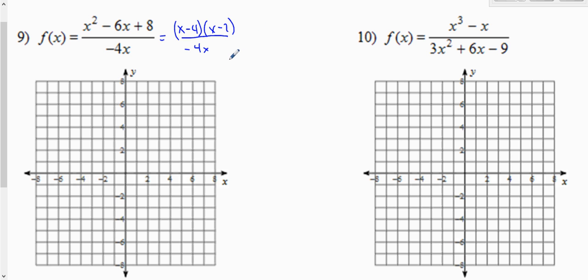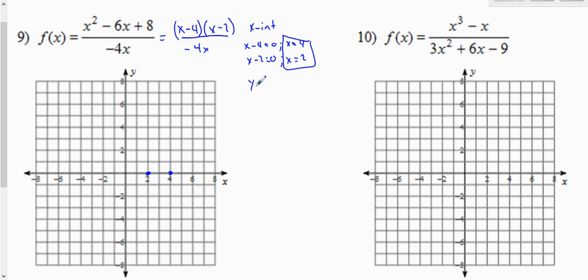So when we find the x-intercepts, we set the numerator factors equal to 0. We will get x equals 4. And with x minus 2 equals 0, we get x equals 2. So positive 4 and positive 2.